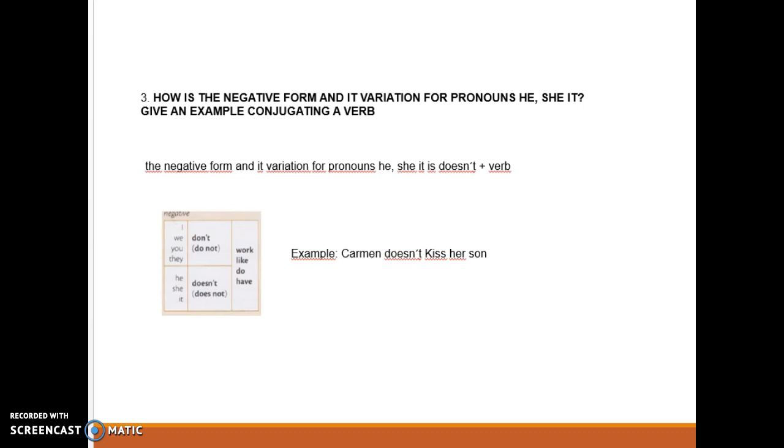Number 3. How is the negative form and its variation for pronouns he, she, it? Give an example conjugating a verb. The negative form and its variation for pronouns he, she, it is doesn't plus verb. Example: Carmen doesn't kiss her son.